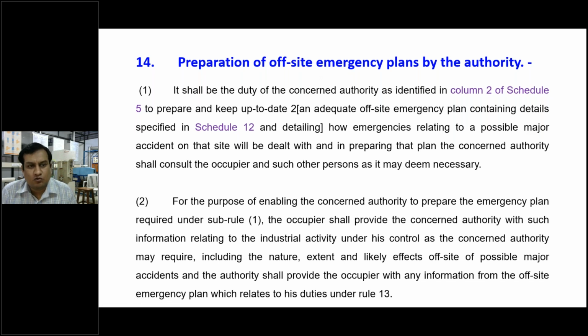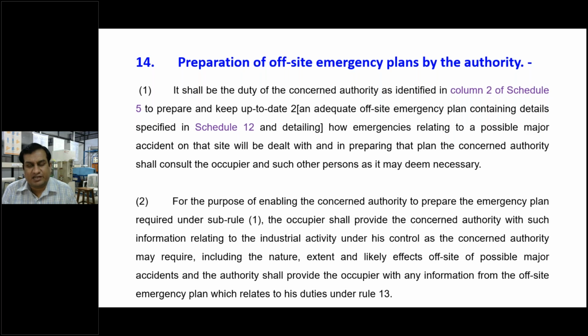The emergency plan is prepared for the off-site, as per column 2 of Schedule 5, to prepare and keep up to date an adequate off-site emergency plan containing details specified in Schedule 2. In Schedule 2, all the detailed information, elements and parameters are given: which parameters should be filled for this off-site emergency plan, how emergencies relating to possible major accidents on that site will be dealt with. And in preparing that plan, the concerned authority shall consult the occupier and such other persons as may be necessary.